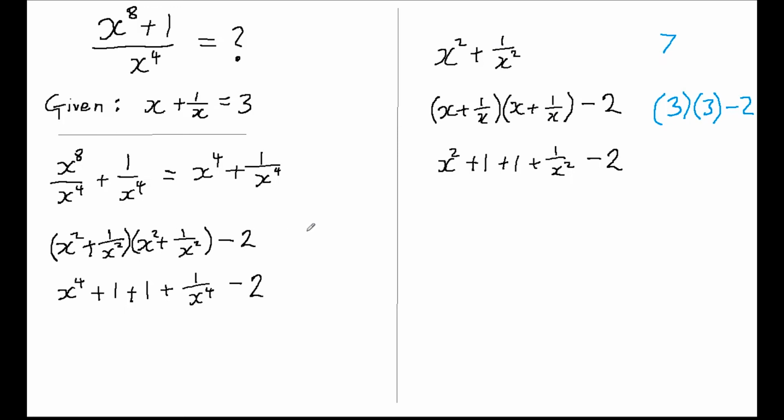So this becomes 7 times 7 minus 2 again. And that equals 47. Therefore, each one of these lines equals 47. So your answer up here is 47. And that's it. That's your answer.